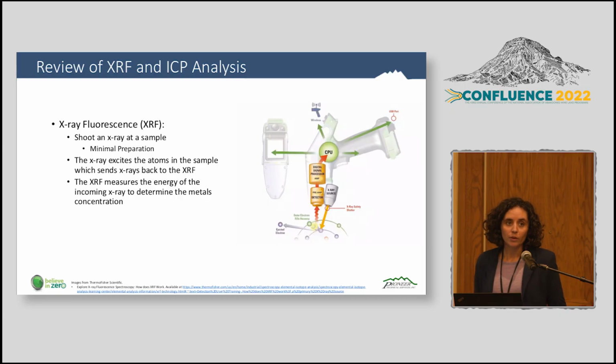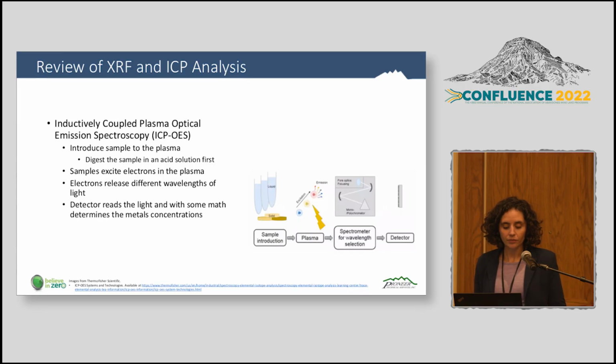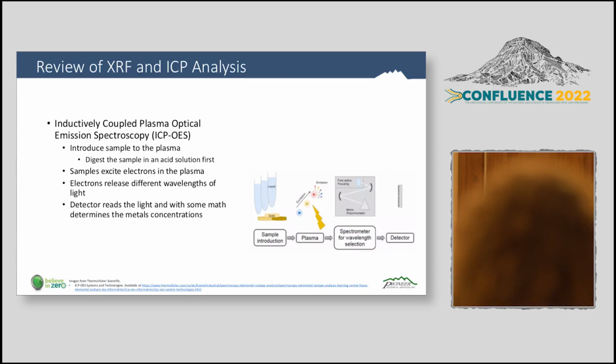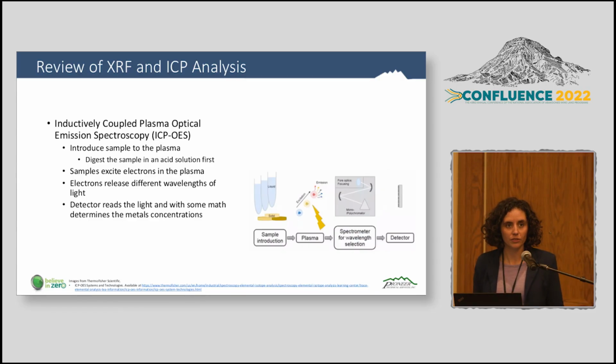Then the laboratory method that's used most commonly is inductively coupled plasma optical emission spectroscopy, which we're just going to shorten to ICP. So in the case of a solid sample, so soils or that sort of thing, we have to digest the sample in an acid solution, and then that liquid is introduced to a plasma in your laboratory equipment. The samples excite electrons in the plasma, which release different wavelengths of light, and the detector in the instrumentation reads the light with some math and determines the metal's concentration.